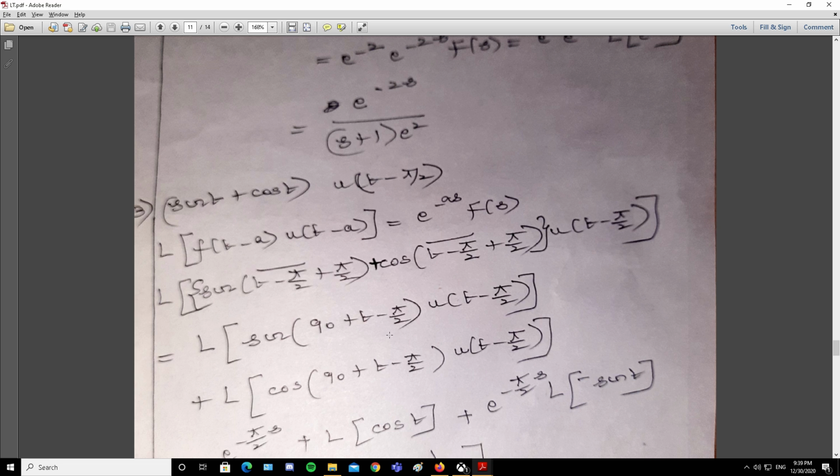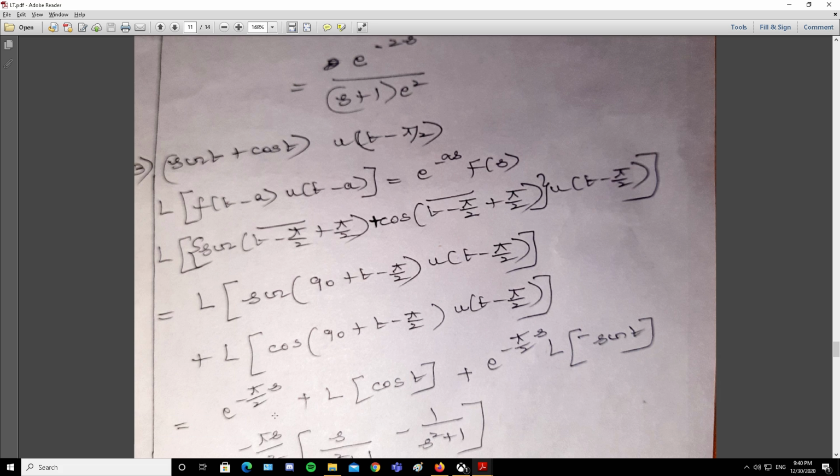Now what is f of t? Sin, what is sine of 90 plus theta? Cos theta. What is cos of 90 plus theta? Minus sin theta. So that's what we have here. E power minus pi by 2 is Laplace of cos t. Why do we say Laplace of cos t? Because sine of 90 plus t is cos t. And here plus e power minus pi by 2, what is cos of 90 plus t? Minus sin t. So that's what you have here.